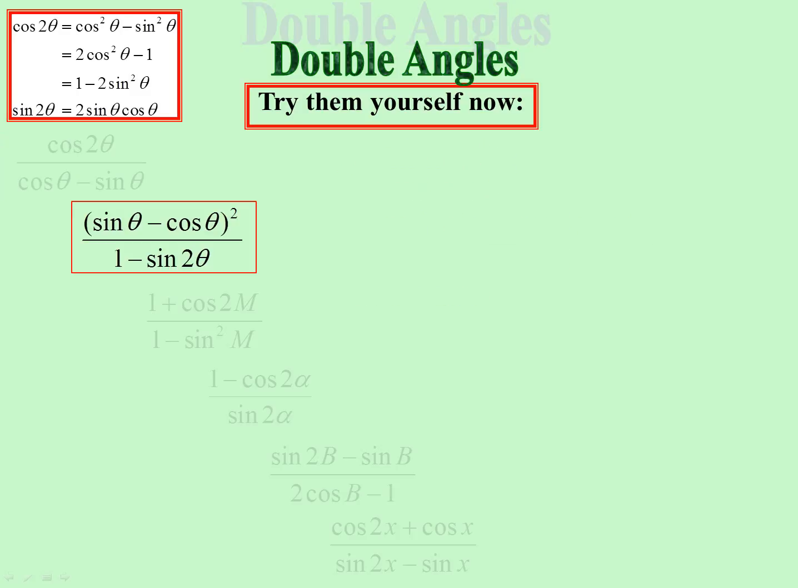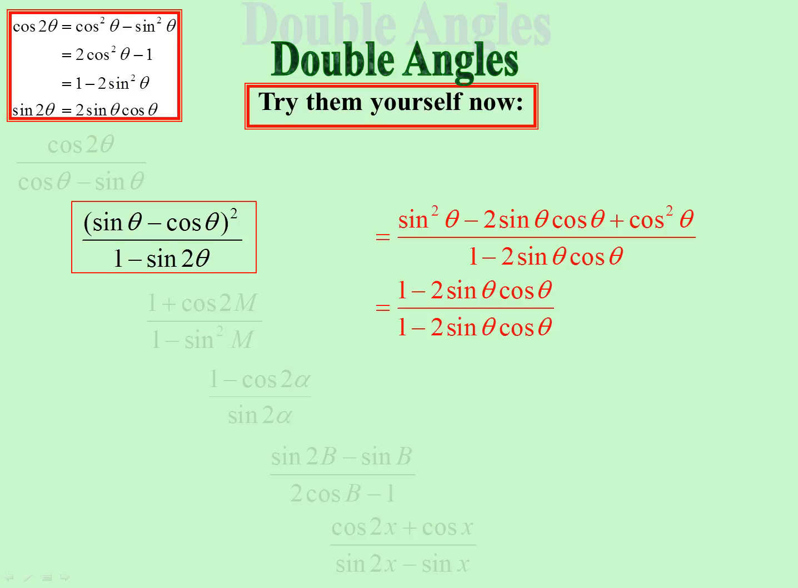This one, you should be groaning by now seeing this one. You've seen it so often. Square out the top line. Bottom line, expand the sine 2 theta. I haven't given you a hint this time because surely at this stage you shouldn't need the clues to see that sine squared plus cos squared is 1. And numerator, denominator are identical.